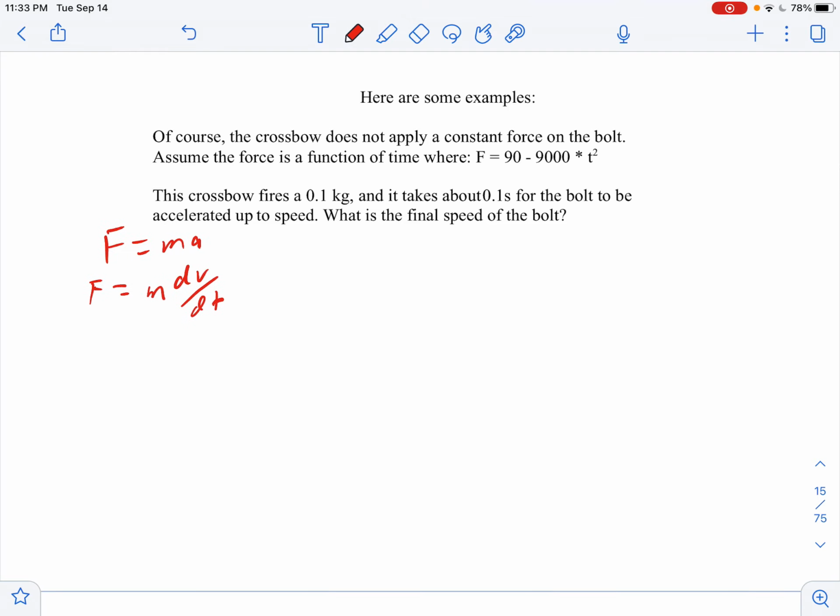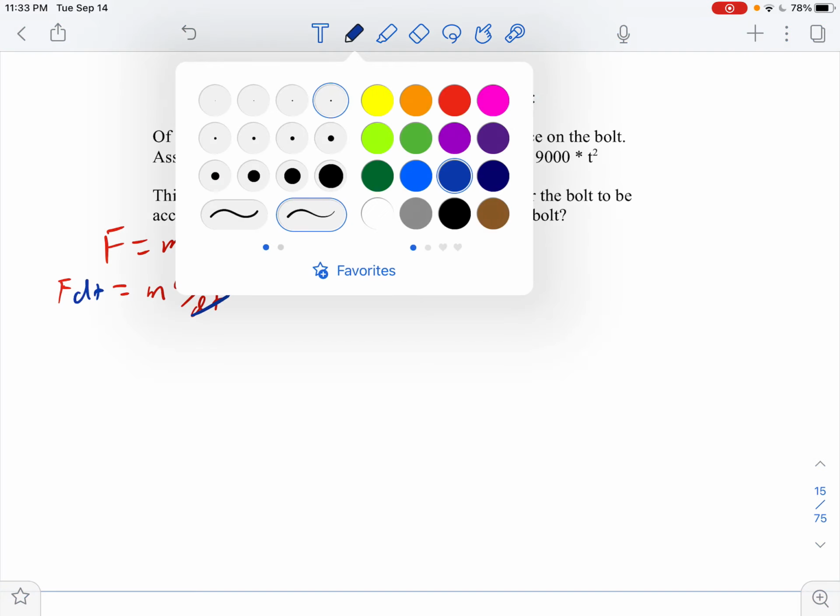It says, what's the final speed of the bolt? So I'm interested in finding velocity. Well, right now as it's written, dv is in my equation. I don't want dv. I want something that's going to say velocity so that I can get an answer. So that's kind of the tip-off. So what I'm going to do here, work a little bit of magic. Let's give myself a little space. That's what I'm looking to do. And let's move that dt over there.